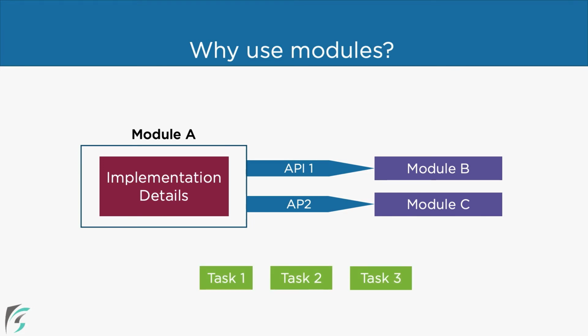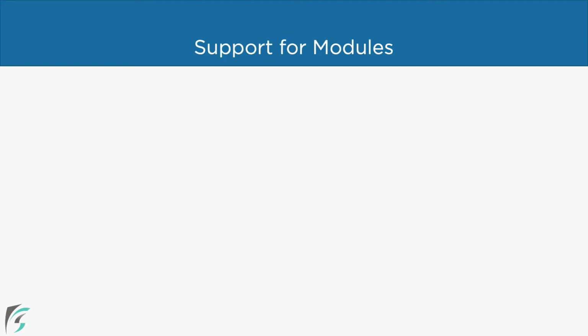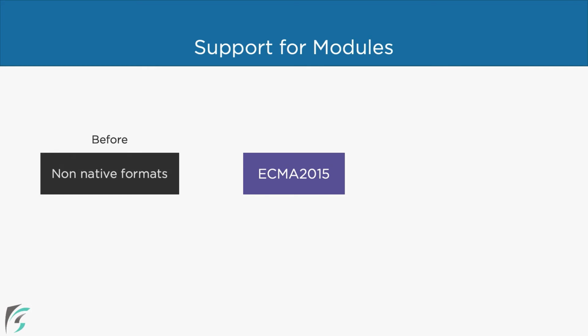Hence they can be referred to as large building blocks in our app. This way, the modules become reusable. We can use them as needed in different parts of our app as well as let other apps use them as they want. The support for modules in JavaScript first came up with the ECMA 2015 version. Before that, developers used the popular non-native formats with browsers and Node applications.